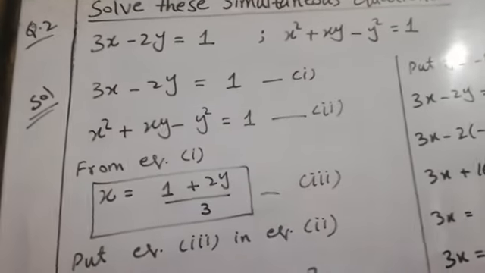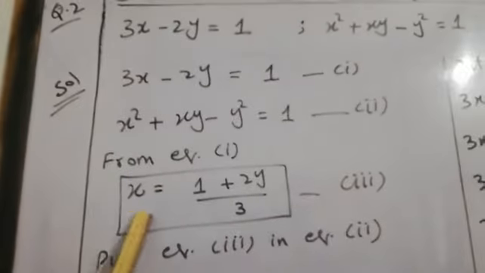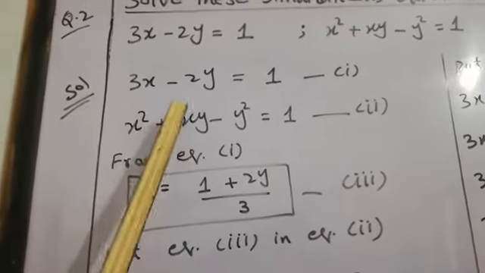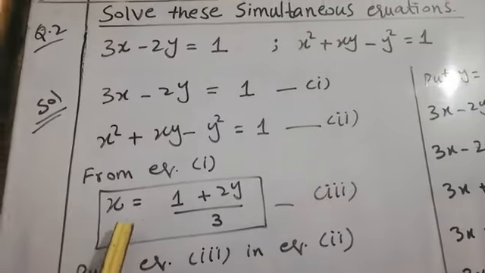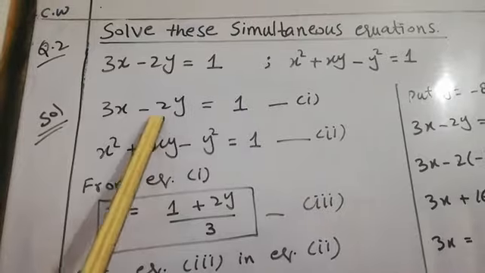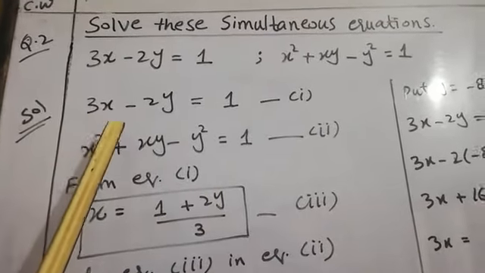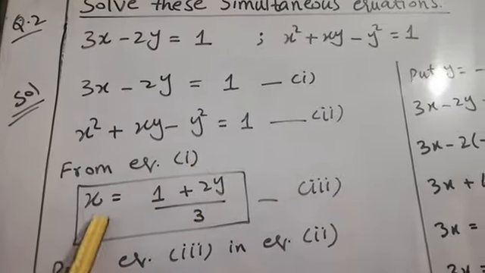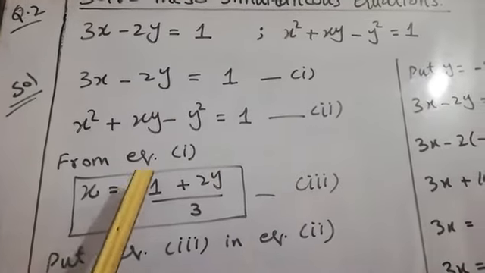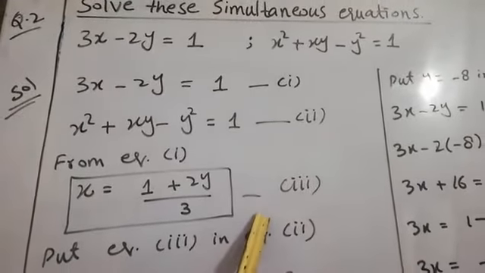But we will consider equation number 1 to find the value of x. Dear students, you can find the value of y also. How can we find the value of x? First of all, we will move minus 2y to the right hand side and it becomes 1 plus 2y, and then we will divide the equation by 3 and we will get the value of x, which is equal to (1 plus 2y) by 3. Name this equation number 3.